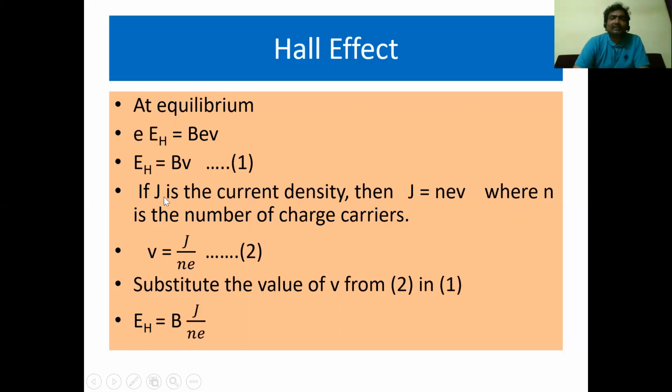So here J is the current density. Then J equals n into e into v. We can write J as n into e into v, where n is the number of charge carriers. So from this equation, we can write v equals J by ne. Substitute the value of v from equation 2 in equation 1. Just substitute this v value in this equation. Then E_H equals B into J by ne.